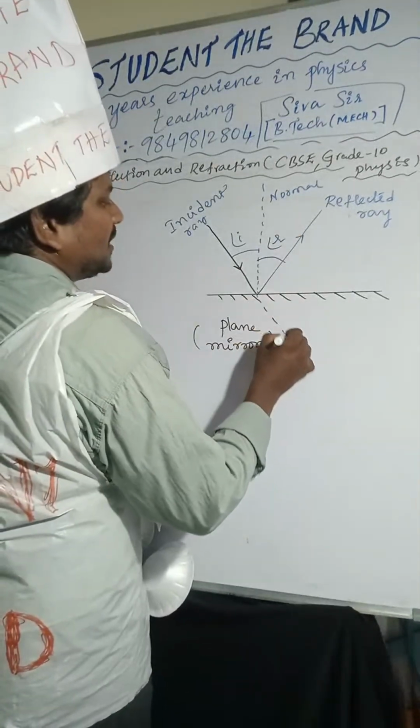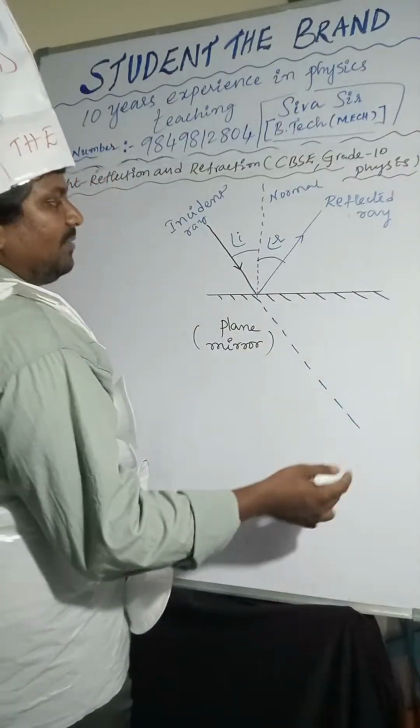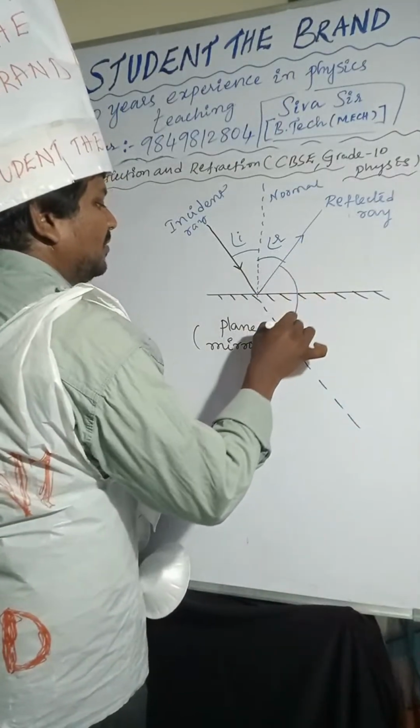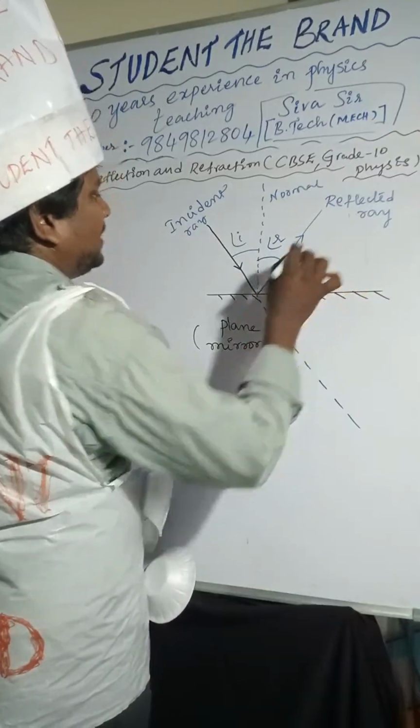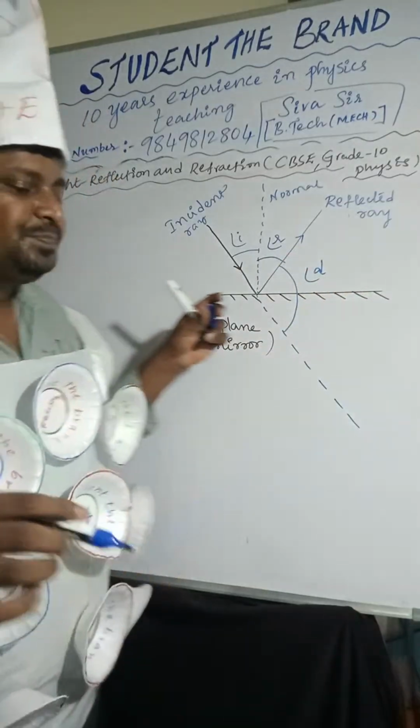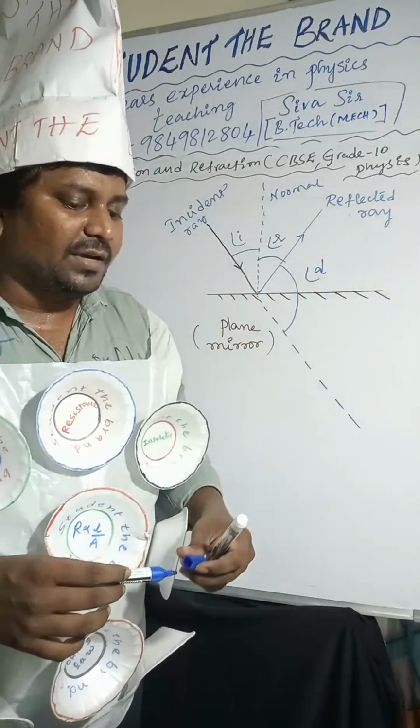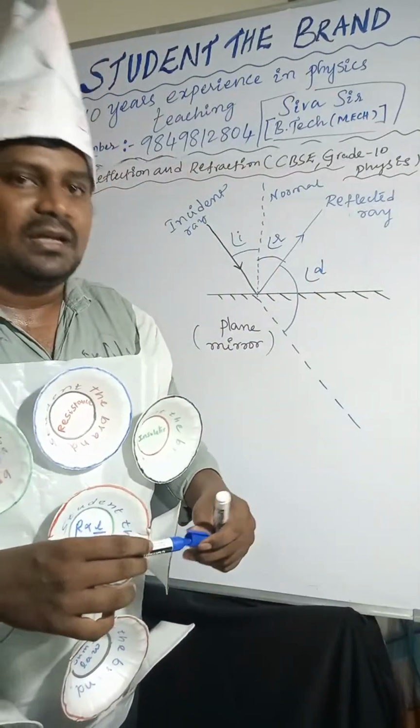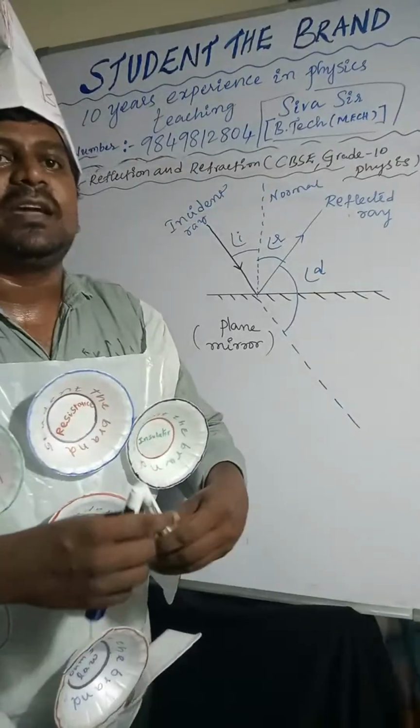So we are drawing this undeviated line. The angle between the reflected ray and the undeviated line is called the angle of deviation. Angle of deviation. Once again, angle of deviation. So now you can consider.